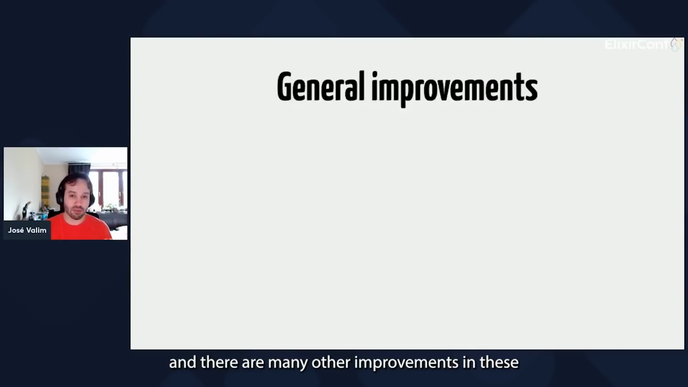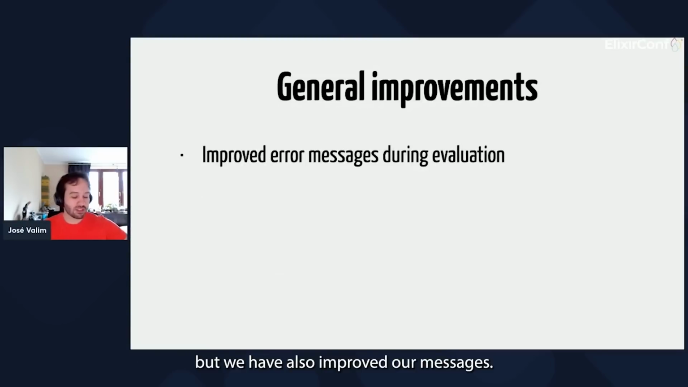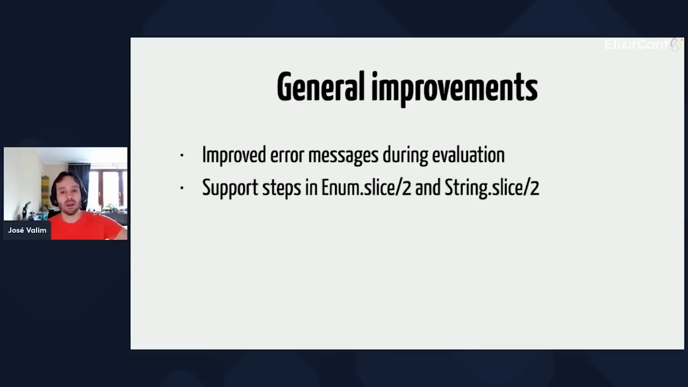And there are many other improvements in this release. Again, consult the changelog for the whole list. But we have also improved error messages during evaluation. So usually Elixir code is compiled, and we have really good error messages in there. But if you're using IEx or Livebook, for example, then we are evaluating code. So we have spent some time improving the error messages during evaluated code too.